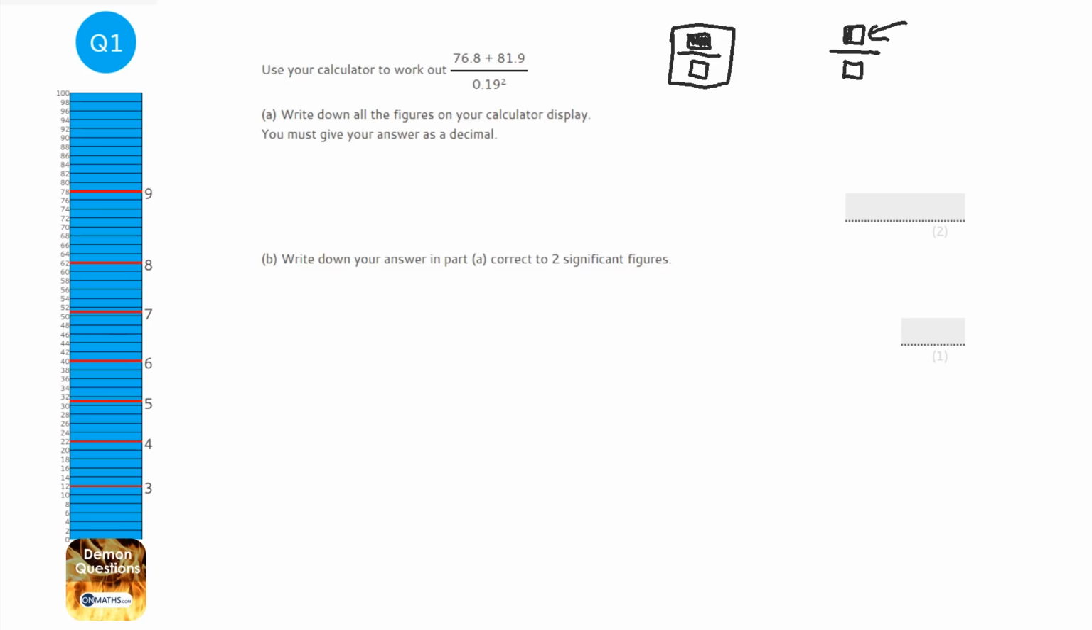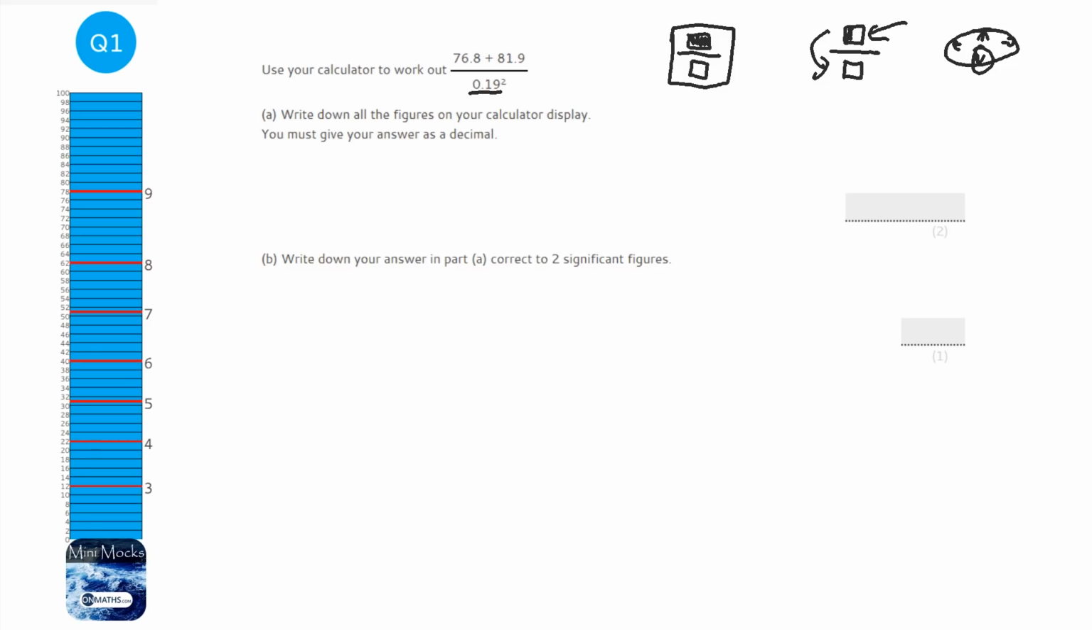So 76.8 plus 81.9. Okay, and so to shift downwards on the Casio calculators, there's a cursor stick, a direction button thing. It's the big blue button beneath the screen on most of the calculators, and you just push down to go to the denominator of the fraction. And then we need to fill in this bit here, so 0.19.